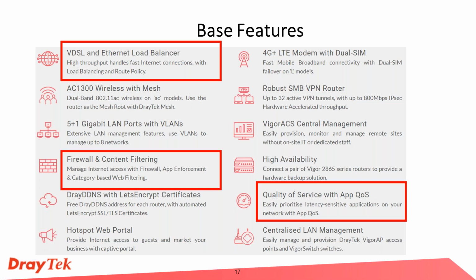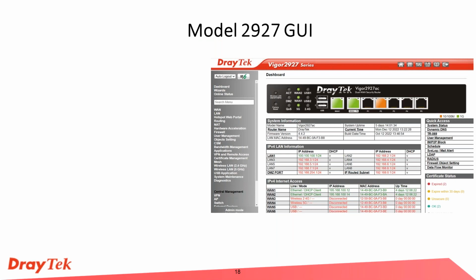So just to highlight some of the features: multiple WAN with load balancing, wireless and mesh features, VPN with no subscriptions, firewall and content filtering, and bandwidth management. These are just some of the key features, but there are many, many others that I'm going to go through in this presentation briefly.